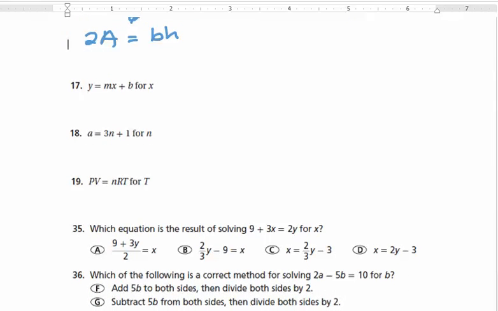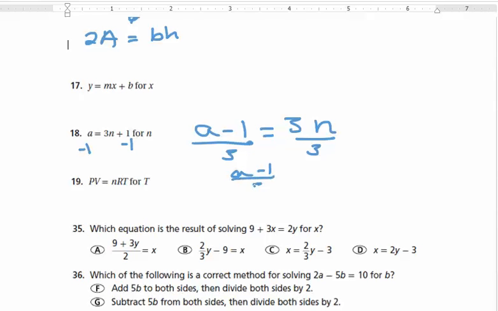Let's see, which other one should we look at here? Let's look at 18. We want to solve for n right here. So we are going to subtract 1 from both sides first. Now a minus 1, we just leave that as an expression, is equal to 3n. And then I want to solve that for n. So I have to divide everything by 3. So my answer would be a minus 1 divided by 3 is equal to n.